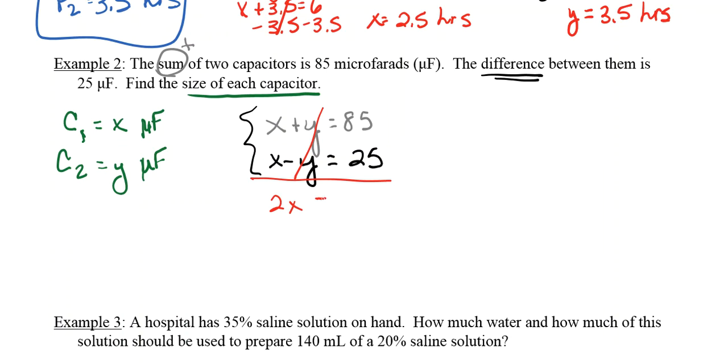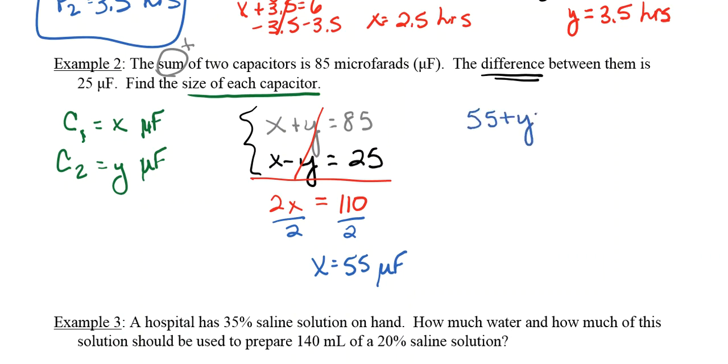85 plus 25 gives me 110. Go ahead and divide by 2. So the X, or the first capacitor, is 55 microfarads. Now, again, it doesn't matter which one you want to do next. You can plug it into the top or the bottom. I'm going to go ahead and do the top.